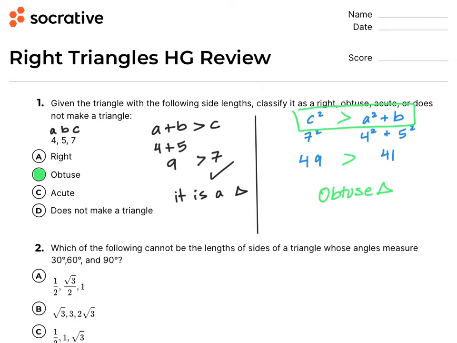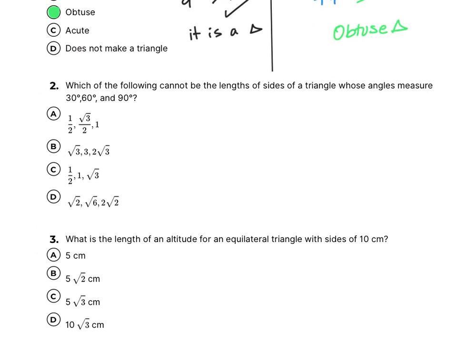If c squared is less than a squared plus b squared, that would be acute. If c squared is equal to a squared plus b squared, that would be a right triangle. Now let's move on to number 2.